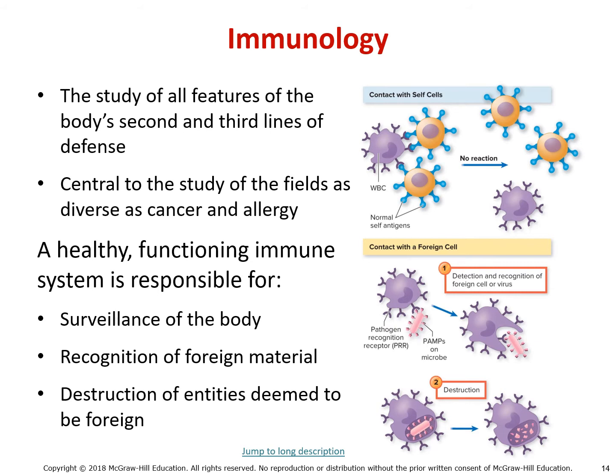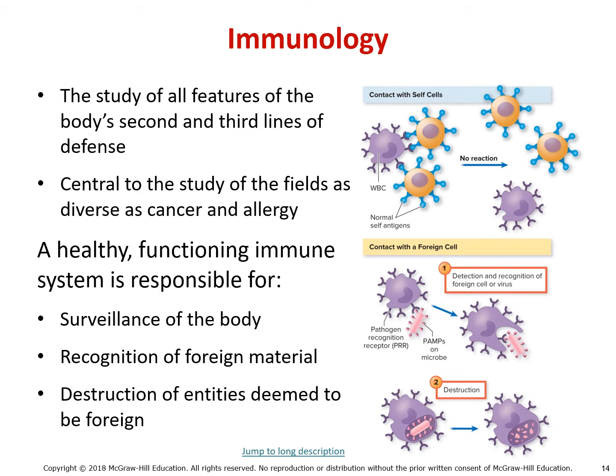Immunology is going to be the study of all the features that are the second and third lines of defense. Really what this is going to be is the study of a lot of white blood cells. So whenever we talk about a lot of immunology, we're going to talk a lot about white blood cells. And the focus of the immune system here is really to survey the body, find foreign things, and destroy them.